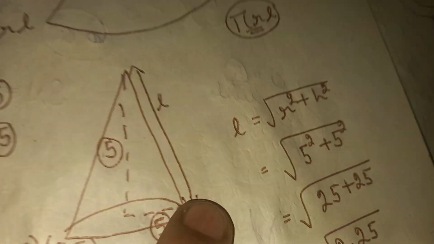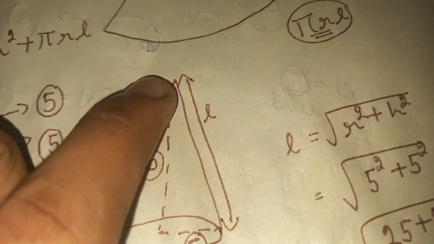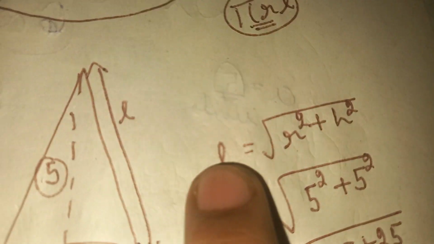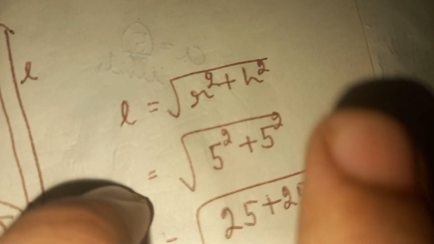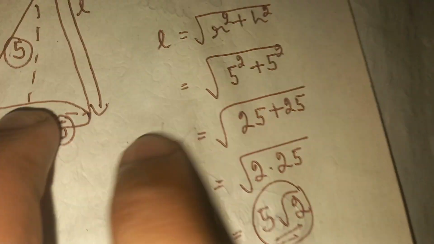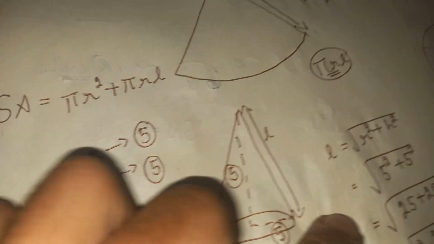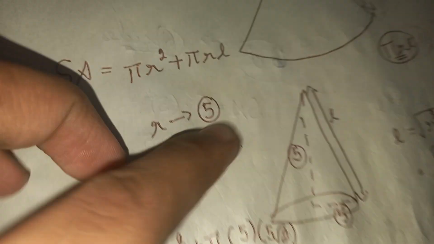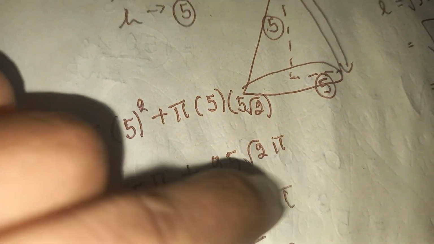Take the height as 5 units, and the radius is also 5 units. So this is a right angle triangle. Using the Pythagorean theorem, the slant height is equal to root of r square plus h square, which is root of 5 square plus 5 square. 5 square plus 5 square is 2 times 5 square. Taking 5 square out of the root, it becomes 5 root 2. 5 root 2 is the actual length of the slant height of the cone. The slant surface area is pi times 5 times 5 root 2, which is equal to 25 root 2 pi.